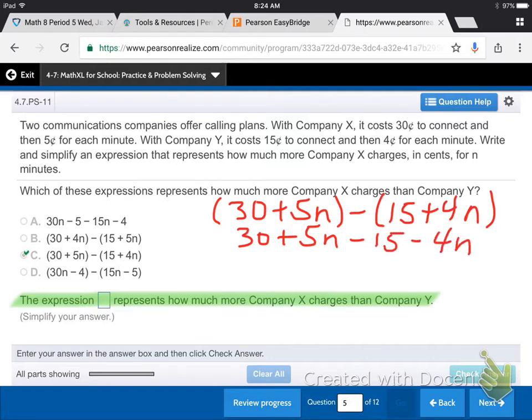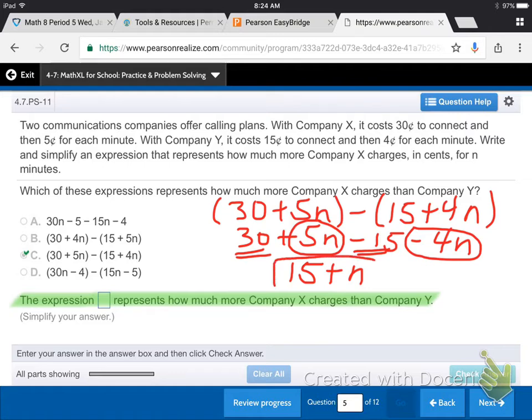Now our like terms are 30 and negative 15, and 5n minus 4n. So 30 minus 15 is 15, and 5n take away 4n is positive 1n. So we will write that down in the blank.